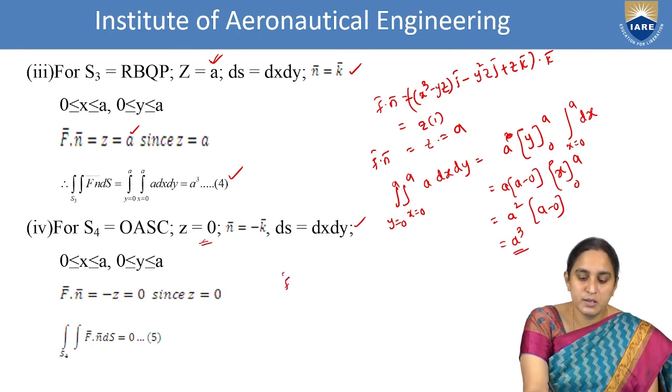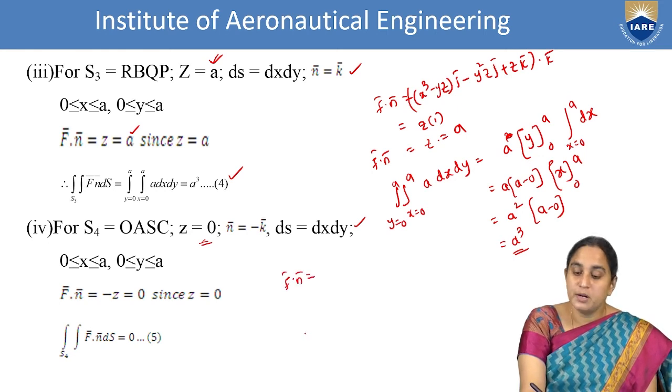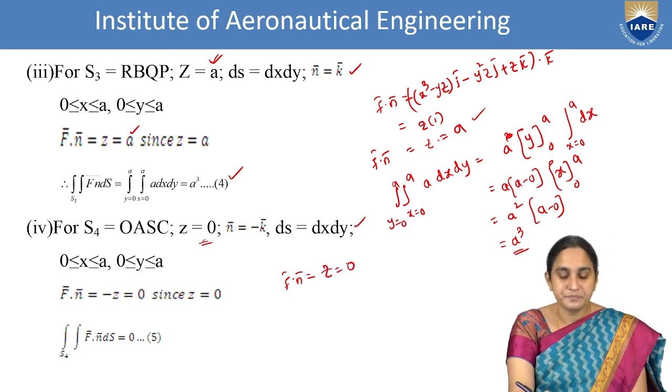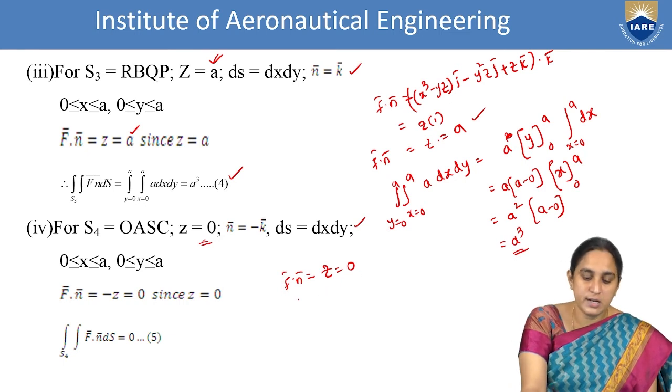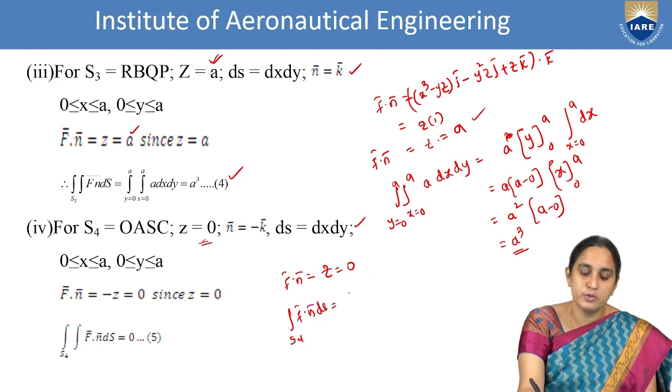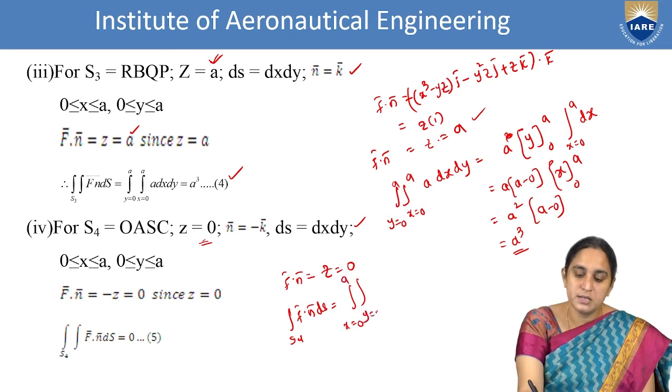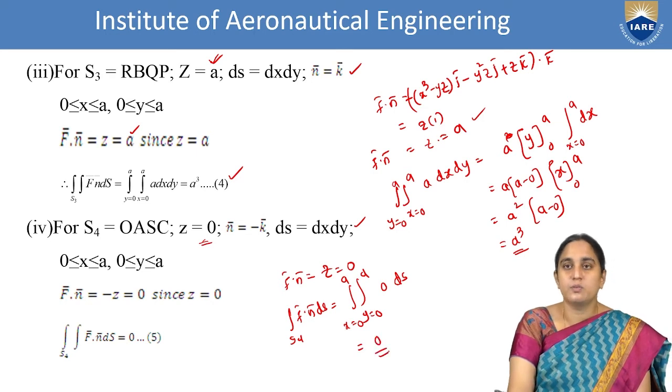Then multiply f bar dot n bar here. F bar dot n bar already from the third phase z is z. But here z is equal to how much? 0. Okay. Therefore, here f bar dot n bar z is z, but z value is 0. Therefore, directly here S4 phase f bar dot n bar ds is equal to what? Double integral of the x limits are 0 to a, y limits are 0 to a, that is 0 into ds, that is 0. Therefore, let us take that as the fifth phase.